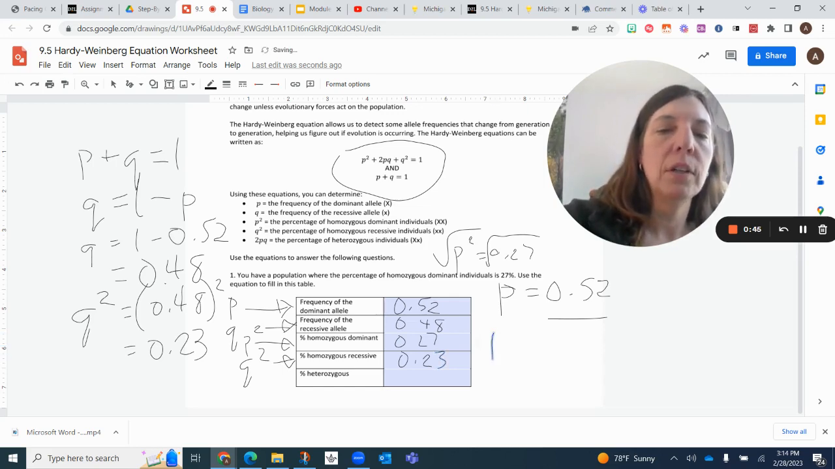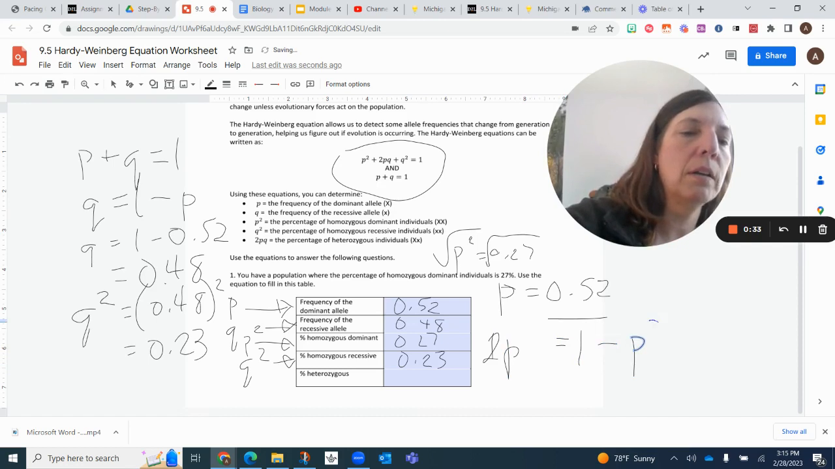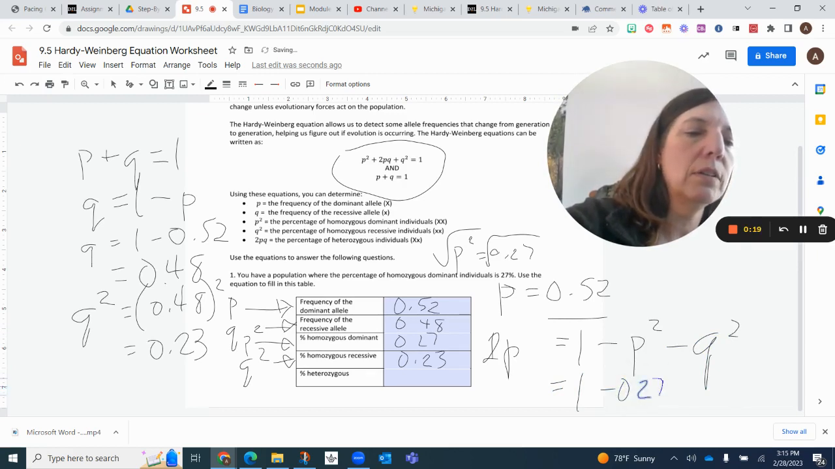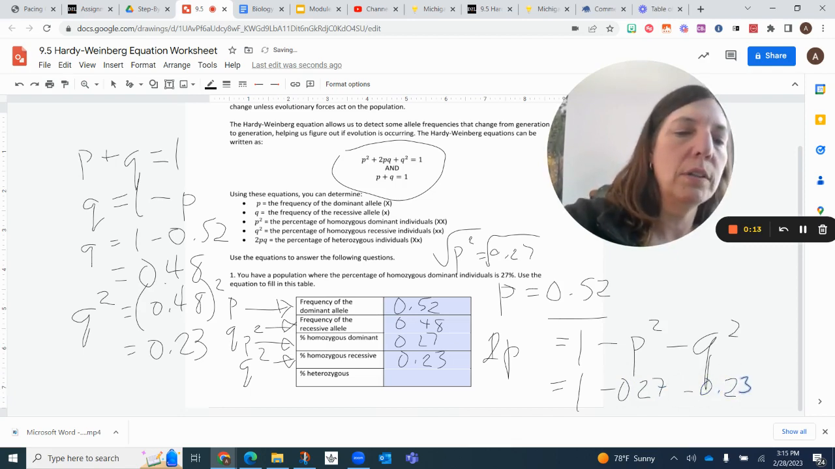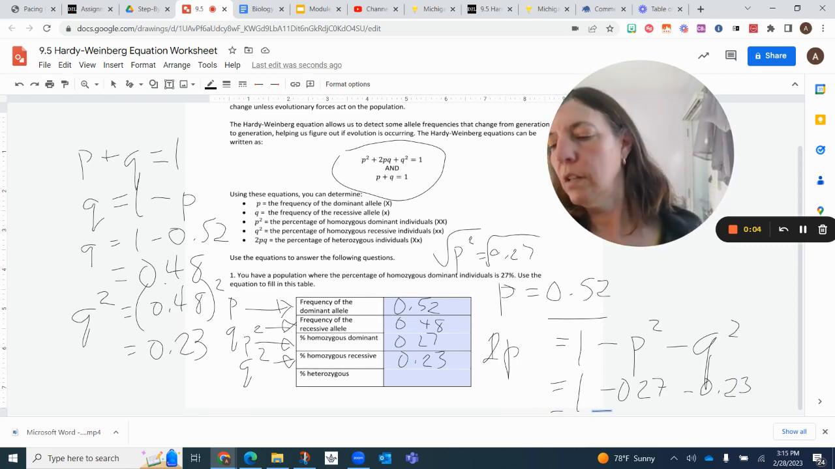So we know that 2PQ is equal to 1 minus P squared minus Q squared. And we know that P squared and Q squared are 0.27 and 0.23. So that's going to give us an answer of 0.5.